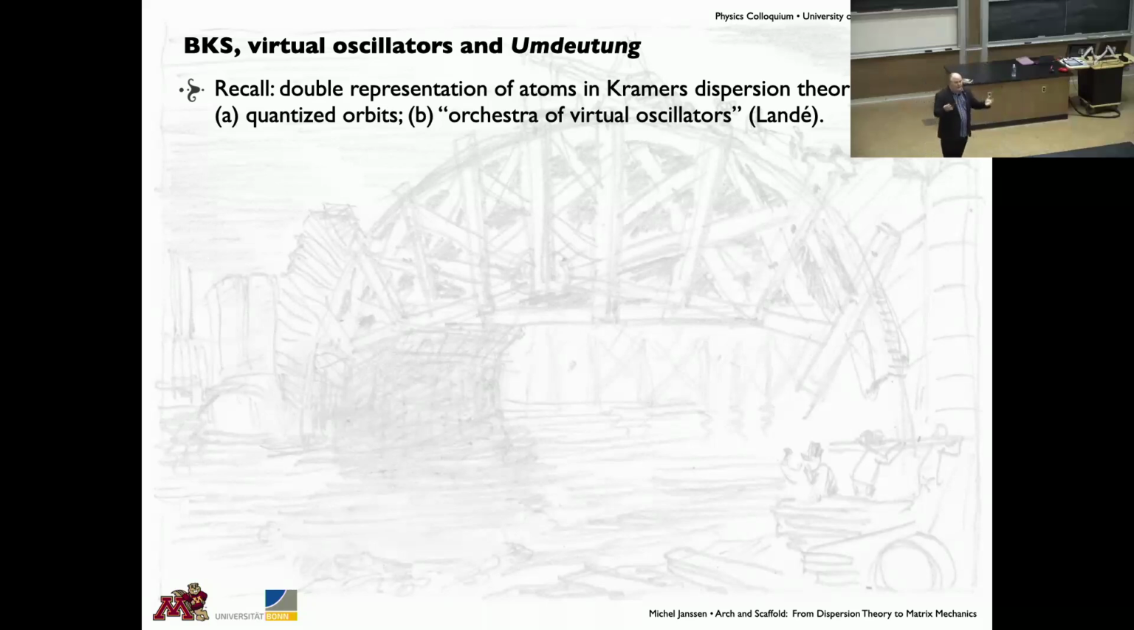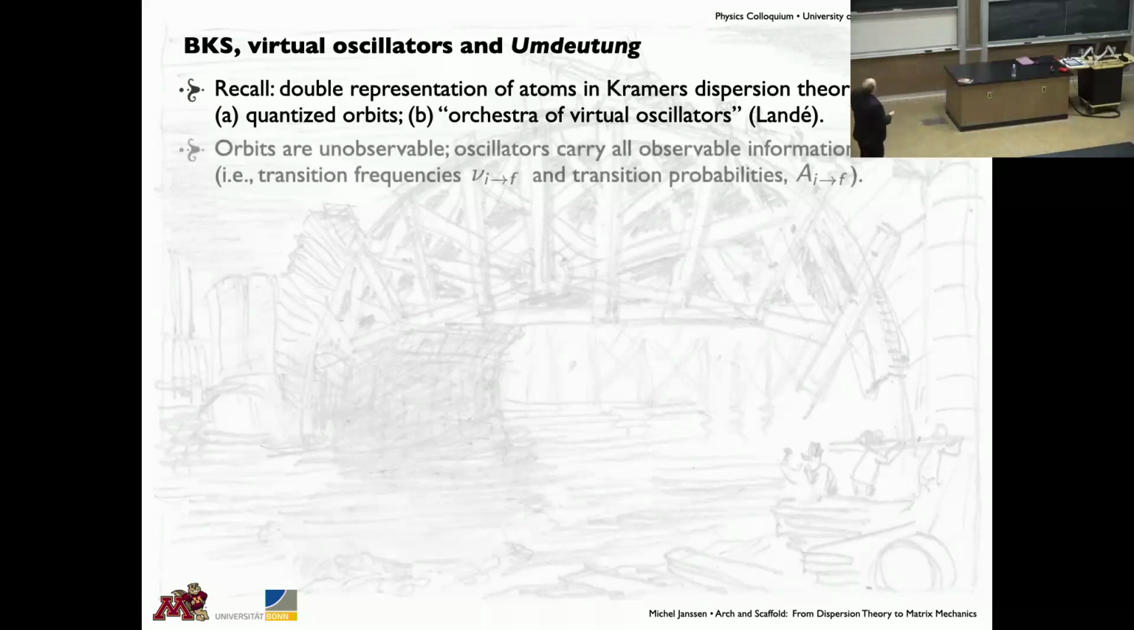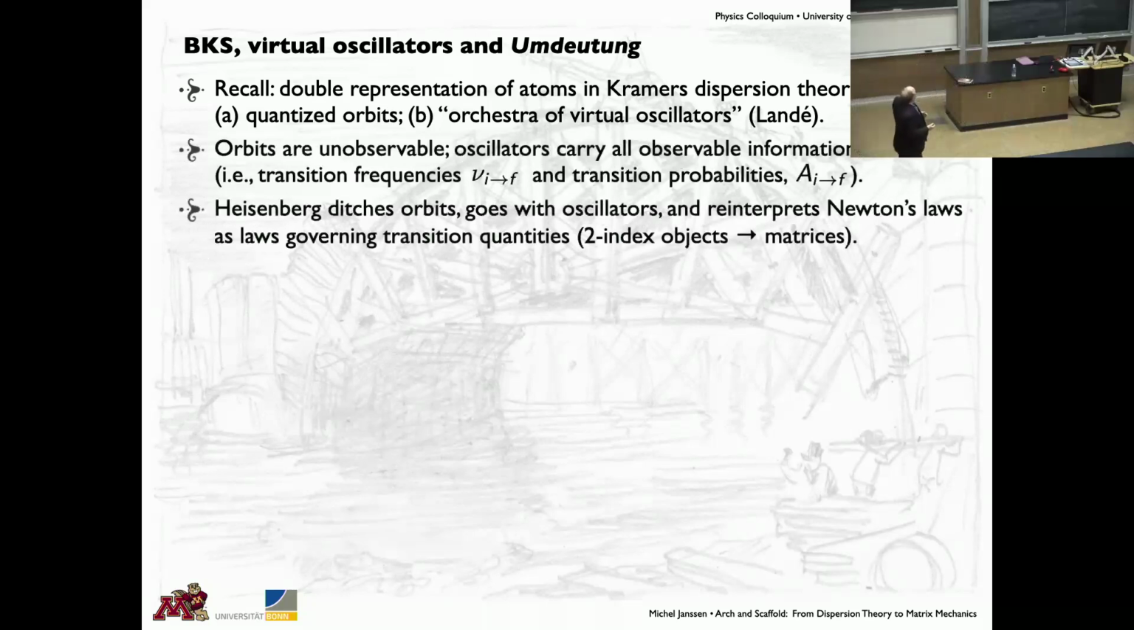And Pauli had already been talking about this. That seems to be the problem: we've taken over all this math from celestial mechanics, but we should not take over the picture of these orbits. Einstein realized that by 1916. So by the 20s, Pauli was drilling this into Heisenberg. So one way to understand what Heisenberg is doing is just ditch the orbits, go with the virtual oscillators, and write a theory in terms of those.